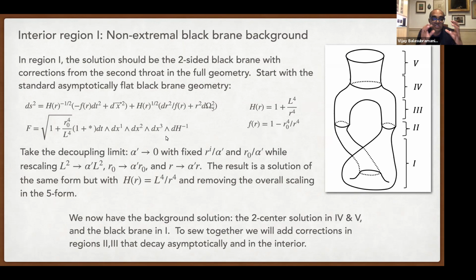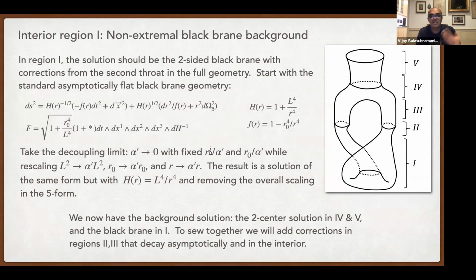Once again, we can extract the piece we need by taking the decoupling limit. So we'll send alpha prime to 0, keeping various things fixed. In particular, we keep the horizon scale fixed relative to alpha prime. We keep the transverse coordinates fixed relative to alpha prime. So we come closer and closer as we send alpha prime to 0. You have to rescale the AdS scale and the various parameters. So if you do this, you get a solution of exactly the same form.